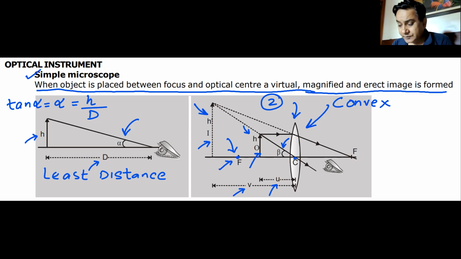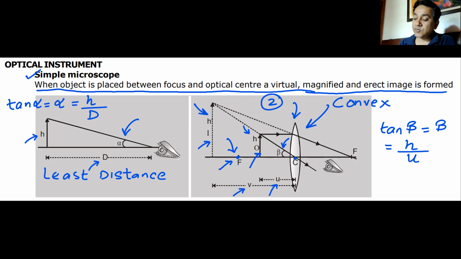This angle beta is the angle subtended by the object at the lens. If I ask you the value of tan of beta, which will be equal to beta because this angle is very small, can you tell me what will be the value of tan beta or beta? Simply perpendicular divided by base. Perpendicular here is h, base here is u, which is the object distance. Yes or no? Do you understand this?